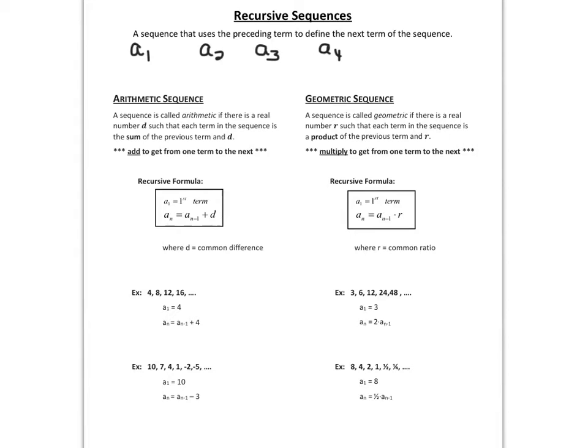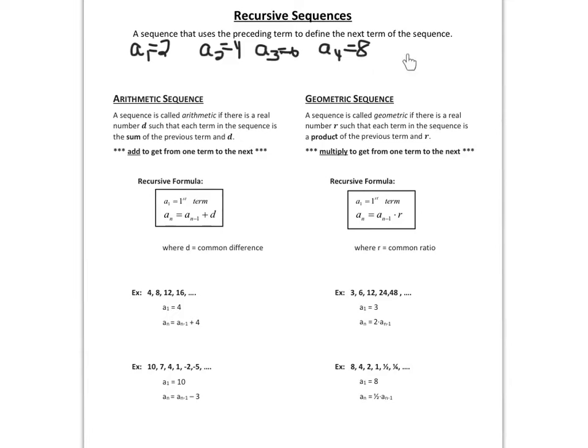So let's say we were looking at the numbers 2, 4, 6, 8. A sub 1 would be equal to 2. A sub 2 would be equal to 4. A sub 3 would be equal to 6. And A sub 4 would be equal to 8. So basically this is saying the first term equals 2, the second term equals 4, the third term equals 6, the fourth term equals 8, and so on.